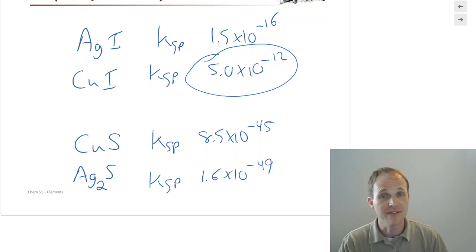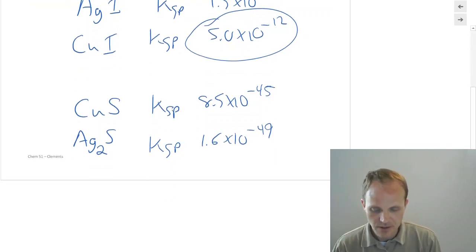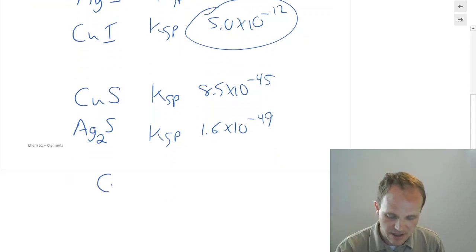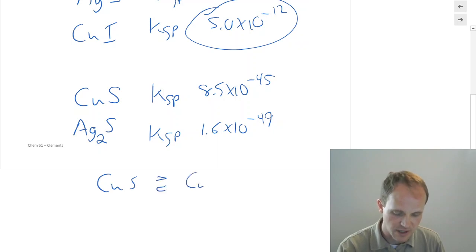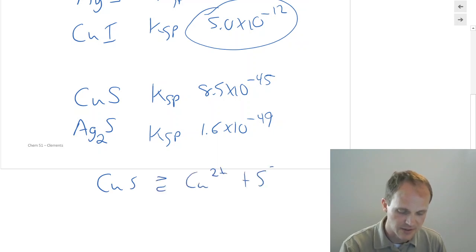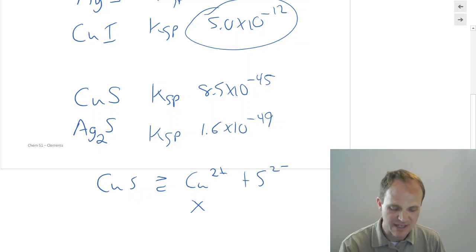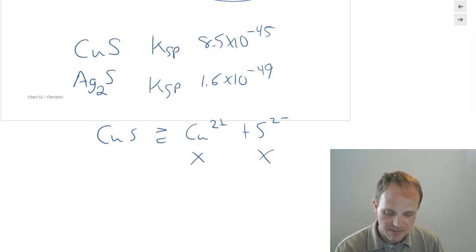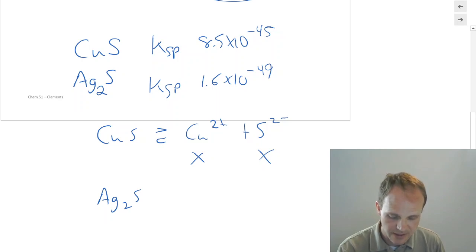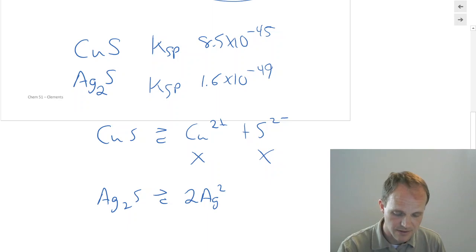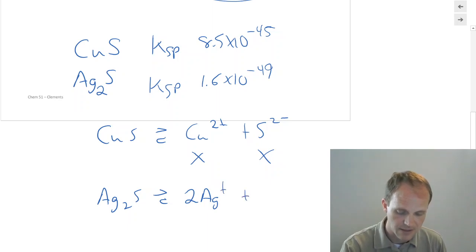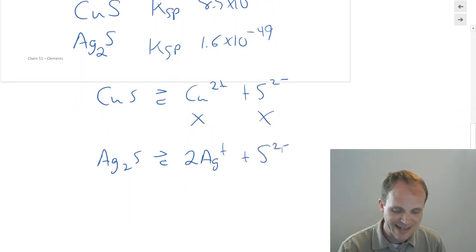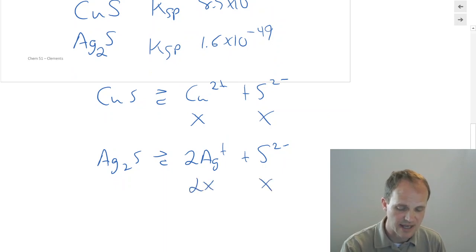Well, it turns out you have to calculate that. If we were to write these out, copper sulfide goes to copper 2+ and sulfide 2-. If I did my ICE tables, I'd get an x and an x here. For silver sulfide, I'd get 2 silvers and just the 1 sulfide, so I'd get 2x and x.